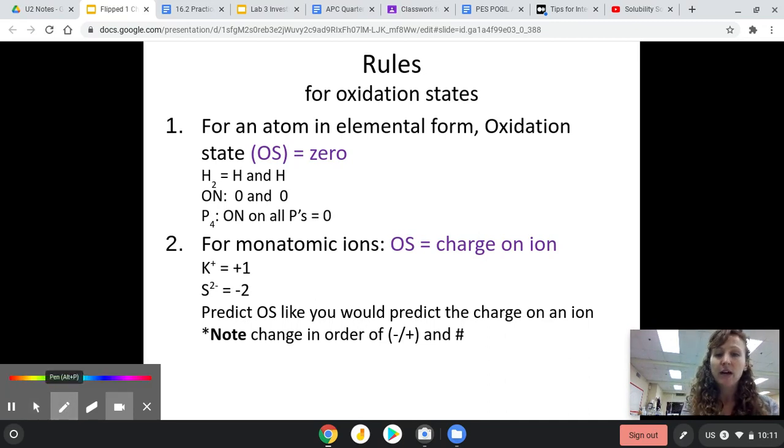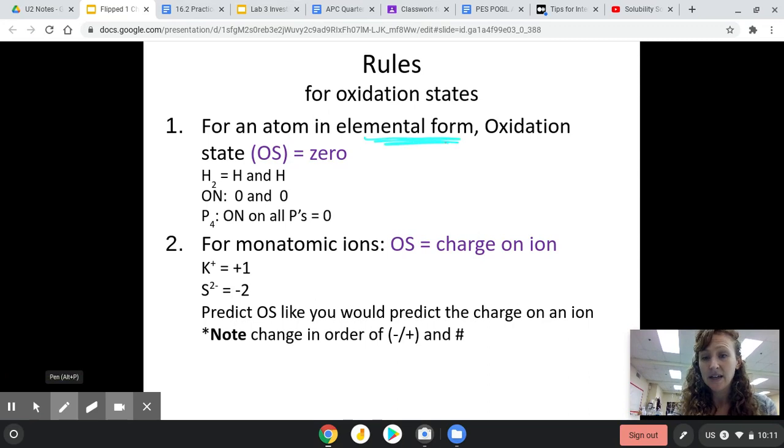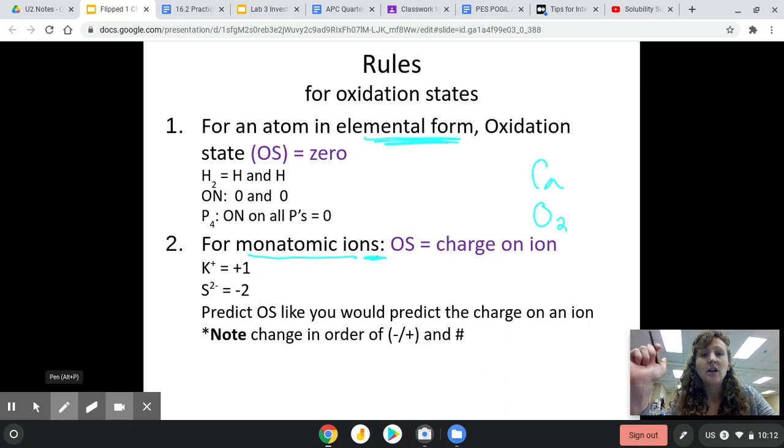For example, for anything that's in elemental form, like the calcium that we saw on the other page, or the elemental oxygen that you see on the other page, all of their oxidation states are going to be zero. They have no charge. They are neutral elements. And so their charge would be zero. Well, their oxidation number is also zero. For monatomic ions, for anything that is just a one atom ion, whatever their charge is also going to be their oxidation state. See, I told you you could have made these up.